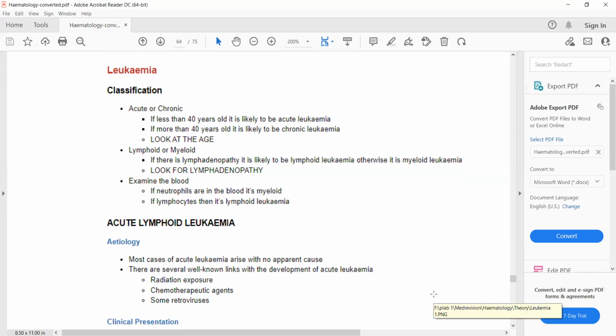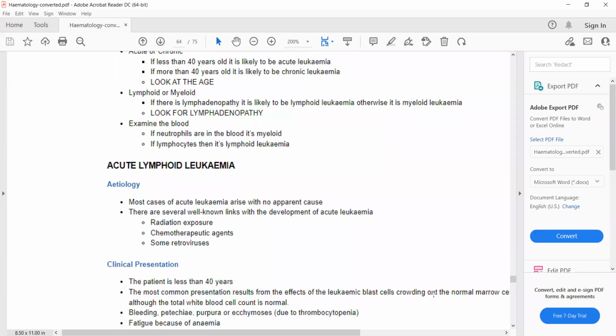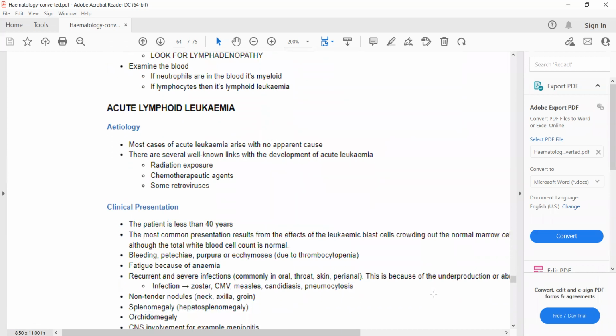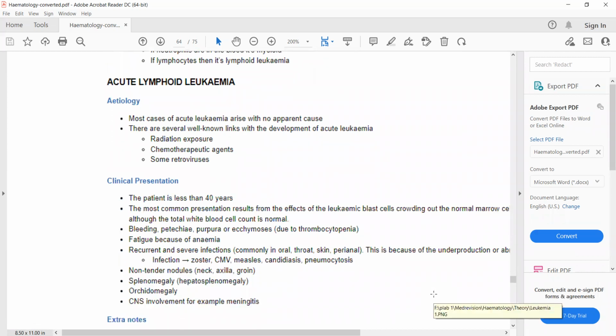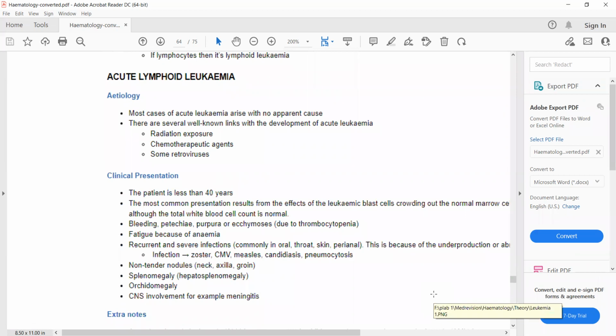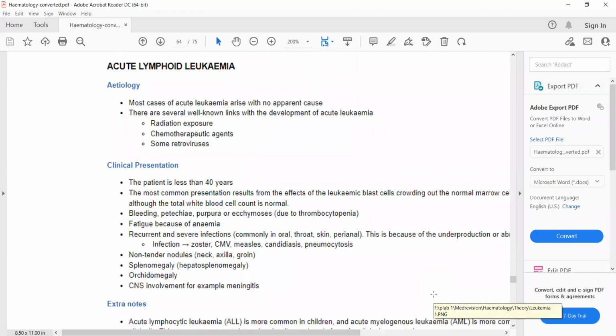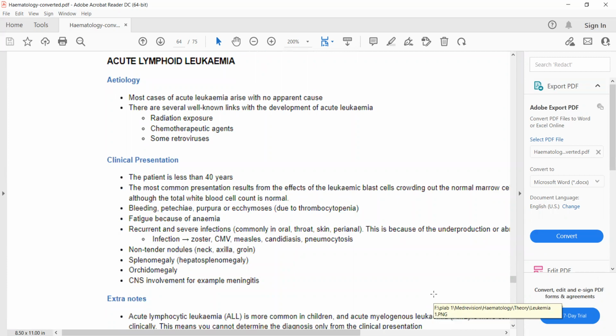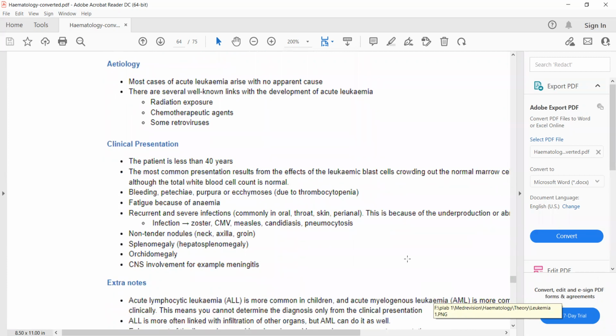So most of the cases of acute lymphoid leukemia are idiopathic. There is no apparent cause, but radiation exposure, chemotherapeutic agents, and some retroviruses can cause lymphoid leukemia. And the common presentation of acute lymphoblastic leukemia, or ALL, is the features of anemia, thrombocytopenia, and neutropenia. All of them will be present. So the feature of anemia will present as tiredness and lethargy and pallor.